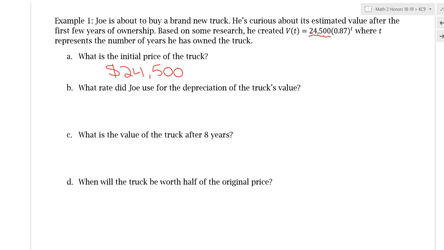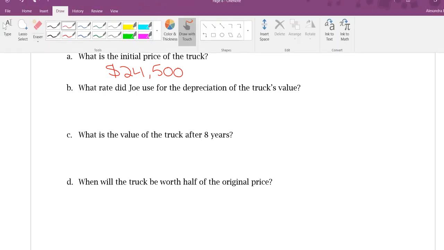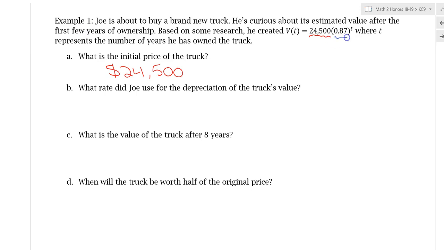What rate did Joe use for the depreciation of the truck's value? Remember, that comes from here, but this is one of two things. It's either 1 plus r or 1 minus r. Since this is 0.87, it's 1 minus r. And if you do that, you get 0.13. How far away is 0.87 from 1? It's 0.13 away, which, if we move that decimal place twice, is 13%.